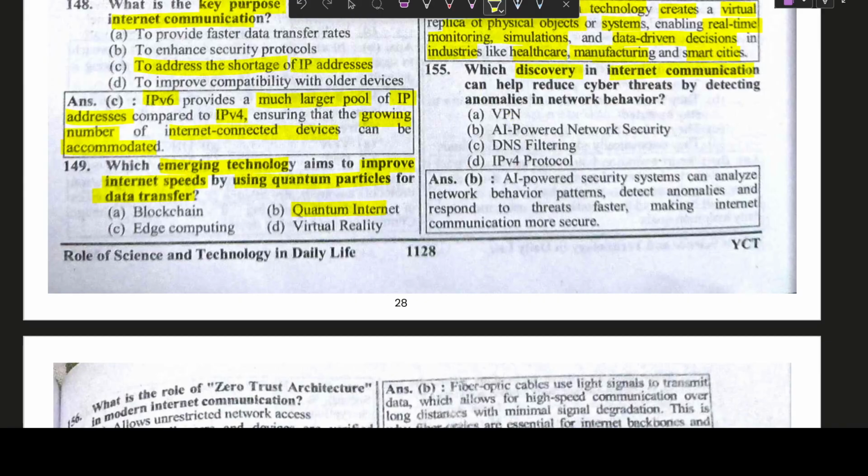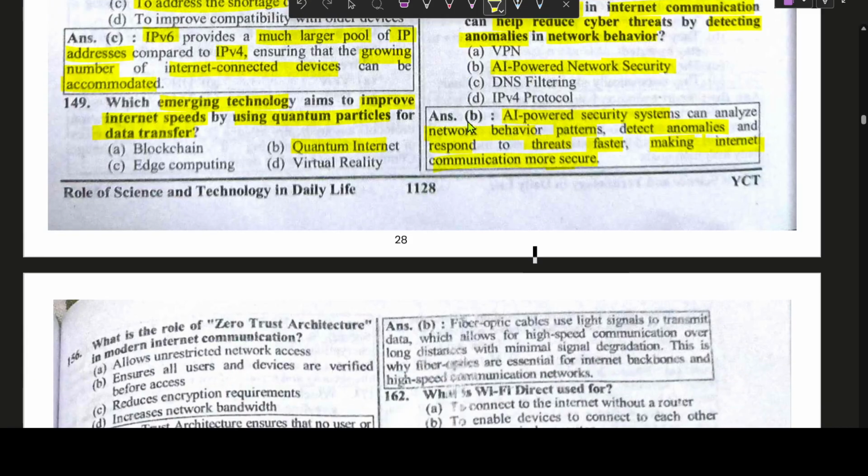Which discovery in internet communication can help to reduce cyber threats by detecting anomalies in internet behavior? So it's AI-powered network security. An AI-powered network security system can analyze network behavior patterns, detect anomalies, and respond to threats faster, making internet communication more secure.